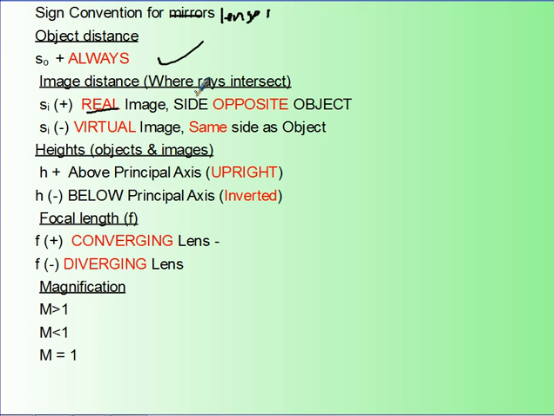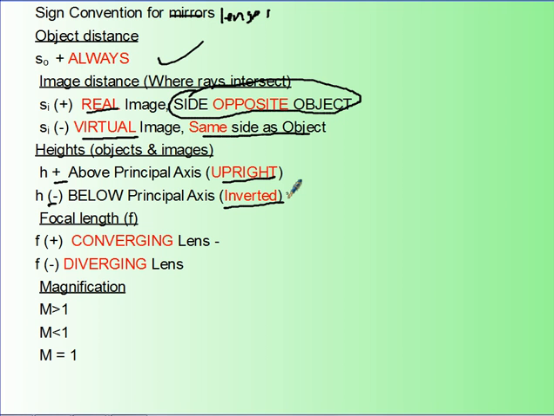And for lenses, this is going to be on the side opposite the object. And it's going to be negative or virtual when they're on the same side as the object, because the light rays are supposed to go through the lens. Think about your glasses. It'd be very hard to see anything if the images were always on the same side as the light. So a positive height means it's above the principal axis or upright, and a negative height means it's below the principal axis or inverted.